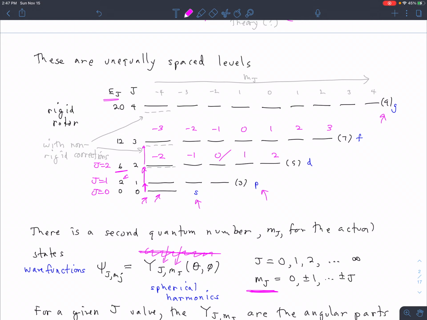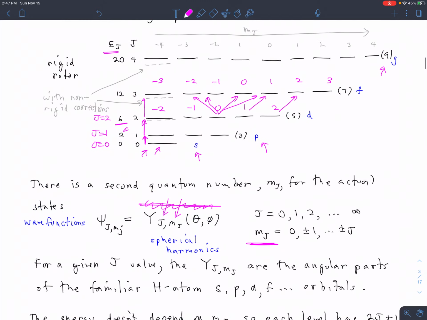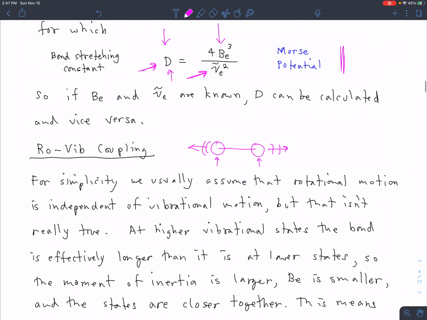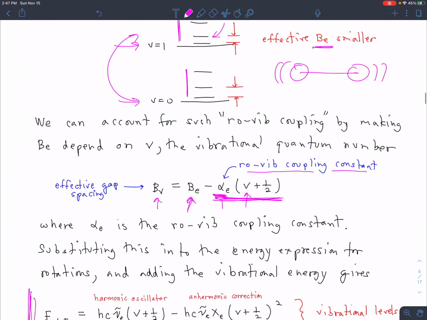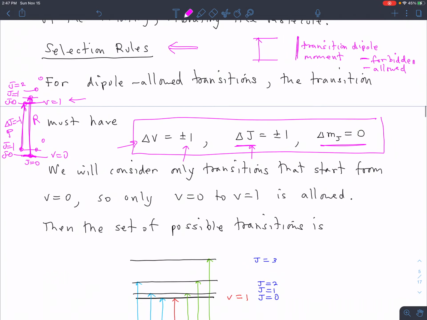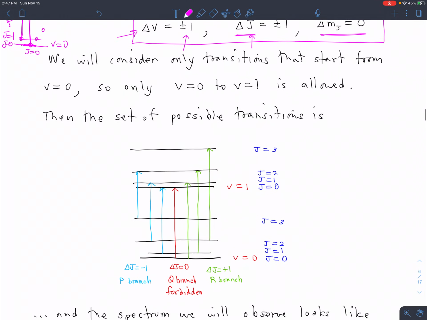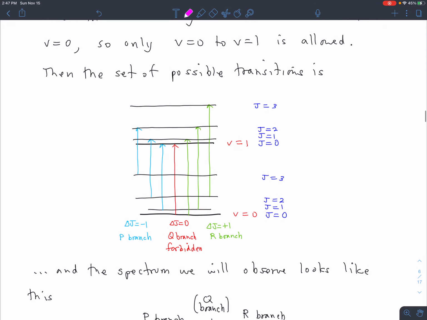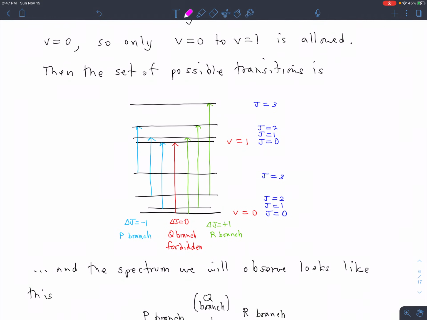To be allowed, you can go from 0 to 0, you can go from 1 to 1, you can go from 2 to 2, but you can't go from 0 to minus 1 or 0 to minus 2 or 0 to 1 or any of those other possibilities. The M sub J quantum number has to stay the same in the transition. Again, that's not going to have much influence here because we don't really use the M sub J quantum number in this analysis. All right, so putting that all together, here are the transitions that are allowed.